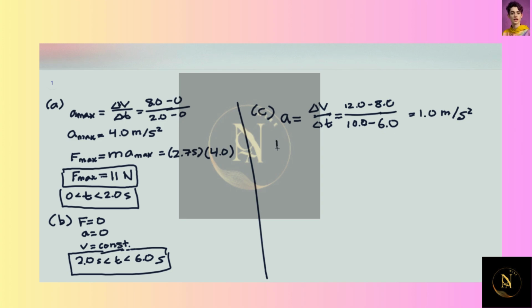And now we can go ahead and convert that into a force by doing F is equal to ma. 2.75 is the mass, 1.0 is the acceleration. And so to two significant figures, that force is going to be 2.8 newtons. And we're done.